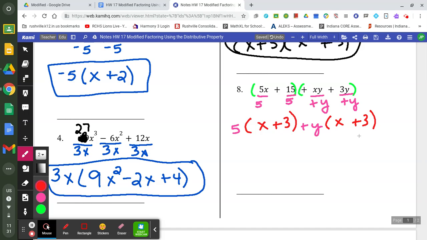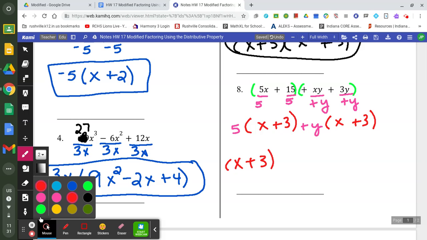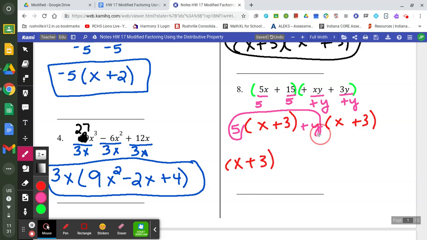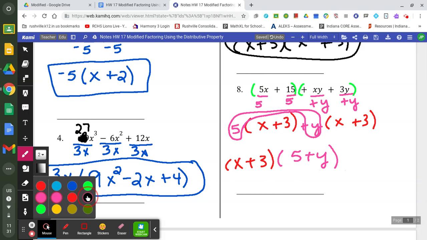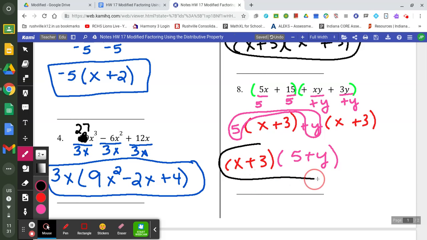And then again, my 2 parentheses should match. So my answer is everything that's in the parentheses just one time. And then everything that's left over, so 5 plus y, goes in this parenthesis. And that is my final answer. This is called factor by grouping.